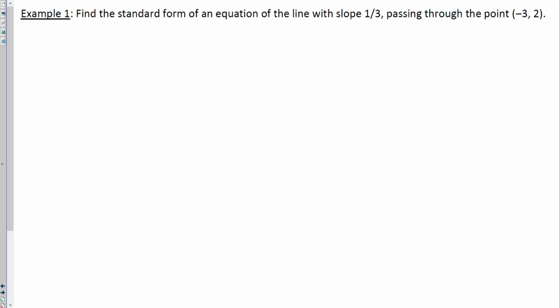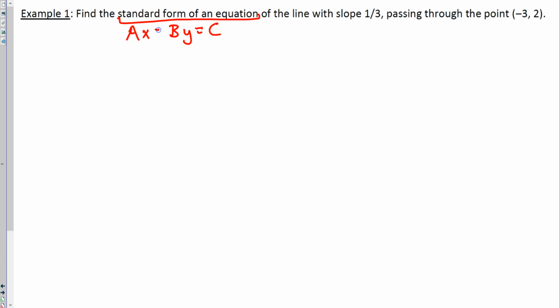So in our first example, we're going to find the standard form of an equation of a line with a slope of 1/3 and passing through the point (-3, 2). We have some key information here that we want to work with. The first thing is they are telling us how they want the answer formatted, that they want it written in the standard form. So the standard form is Ax plus By equals C. That's the format where both x and y are on one side of the equation, the constant on the other side, and we have to find these capital A, B, and C values.